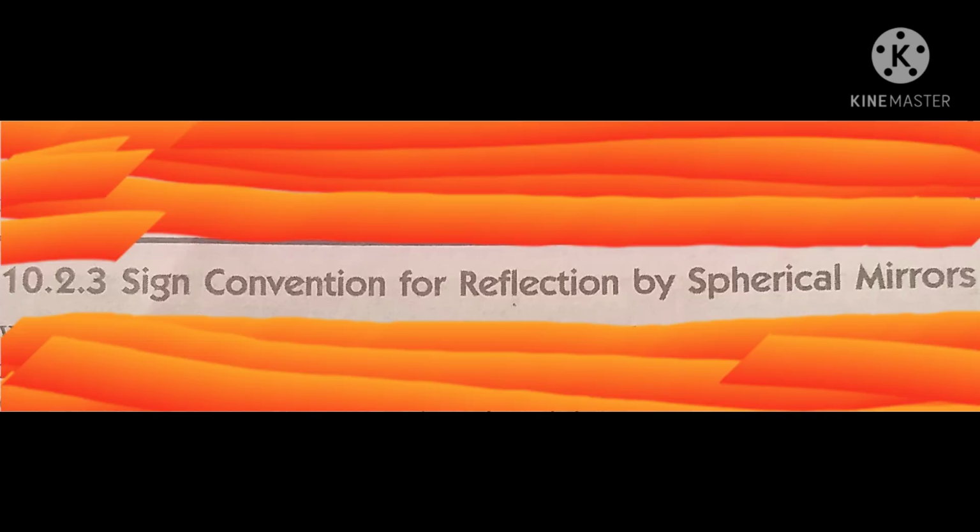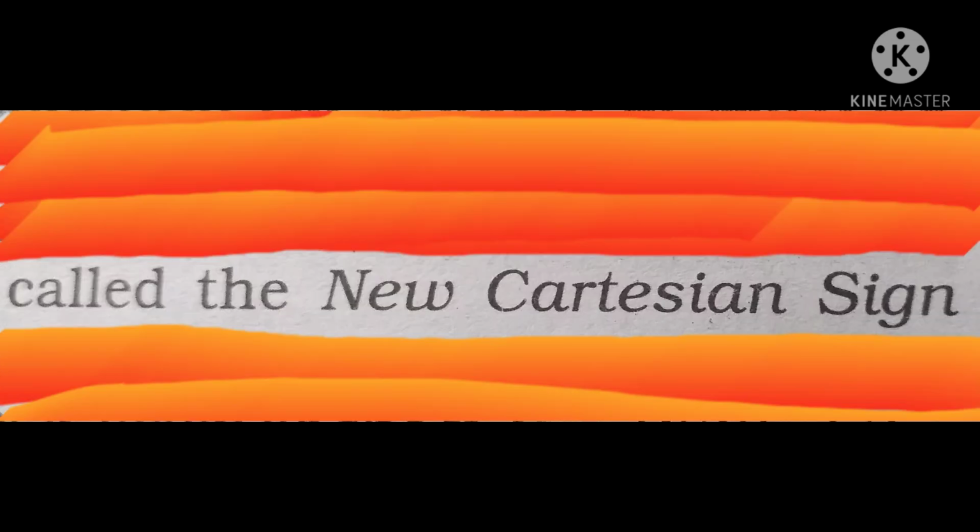Now we'll do the sign convention for reflection by spherical mirrors, and this is very important. While dealing with the reflection of light by spherical mirrors, we shall follow a set of sign conventions called the new Cartesian sign convention. That means for reflection of light by spherical mirrors, we have to follow this sign convention, called the new Cartesian sign convention.